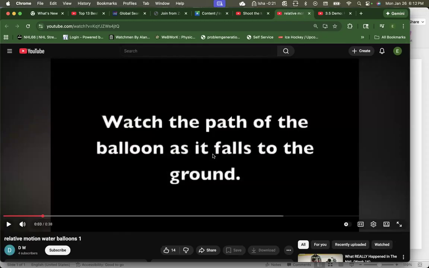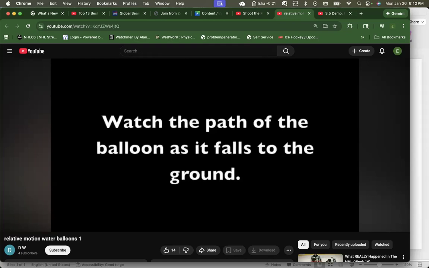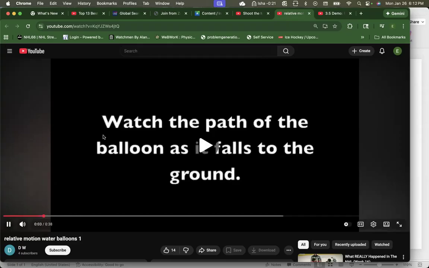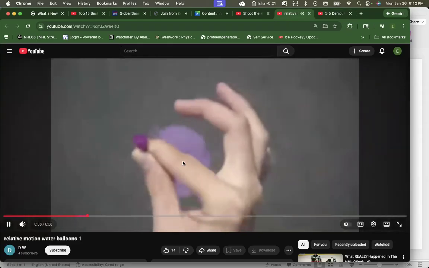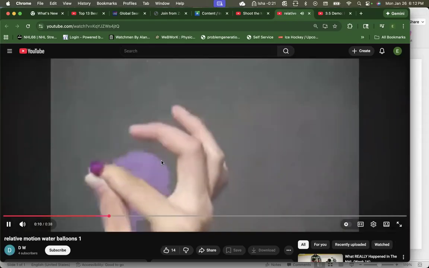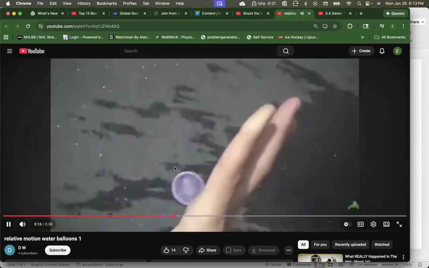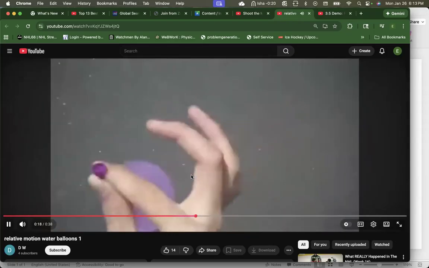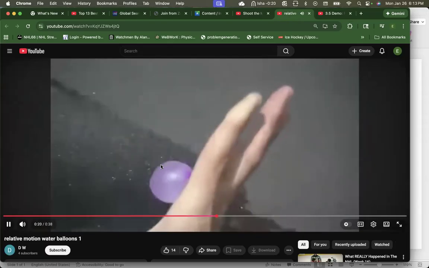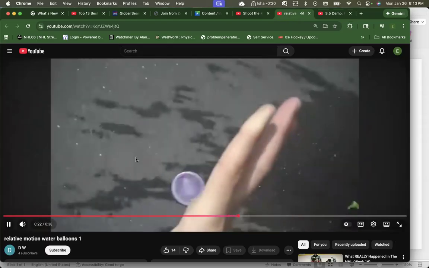Here, what's going to happen is a person's going to be driving in a car, and we're going to see it from the viewpoint of the car. They're going to be holding a water balloon, and then they're going to drop the water balloon while they're driving. Let's see what happens in this case. There's the water balloon, they're accelerating, and then they're going to reach a constant speed, and then he's going to drop the water balloon. And notice what happens with the water balloon. It falls straight down.